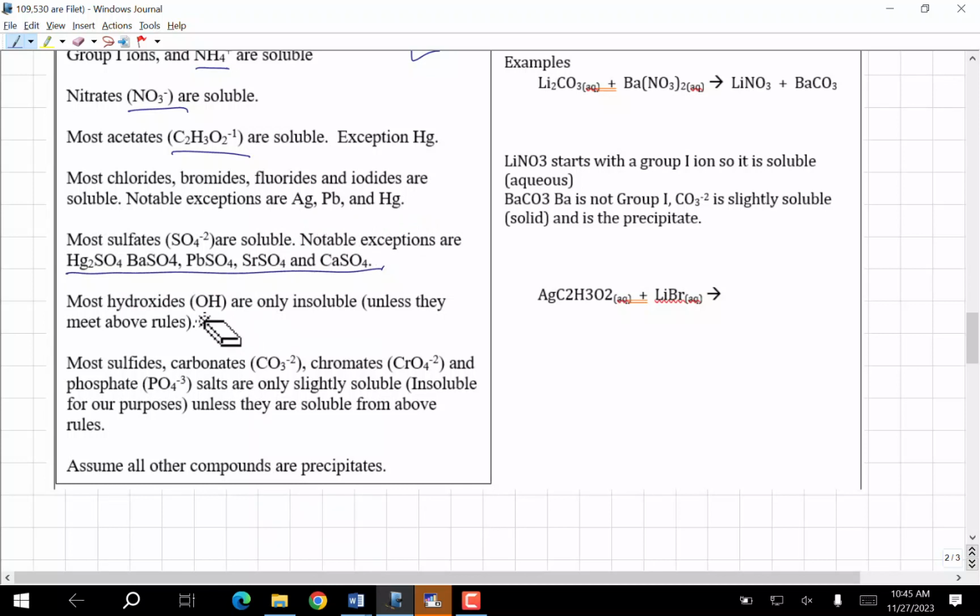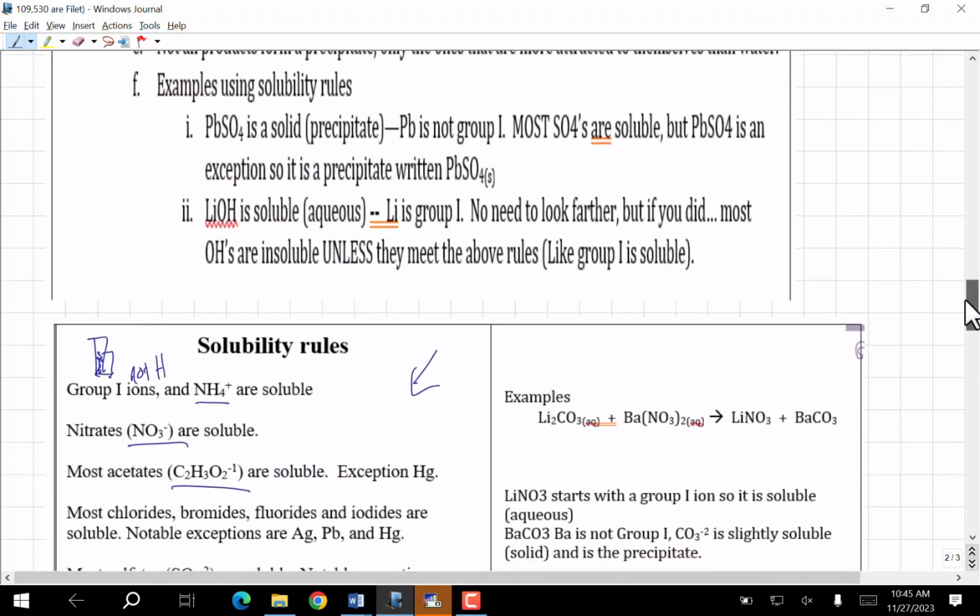Oof. Most hydroxides are only insoluble, unless they meet the above rules. And then these other ones, most of these things are only slightly soluble, insoluble for our purposes, unless they're soluble from above. And then assume everything else is a precipitate. So let's take a look. So my first question is, is it group 1? Lead on the periodic table is not a group 1 ion, right? Group 1, we showed you where that was. Lead is right here, not group 1.